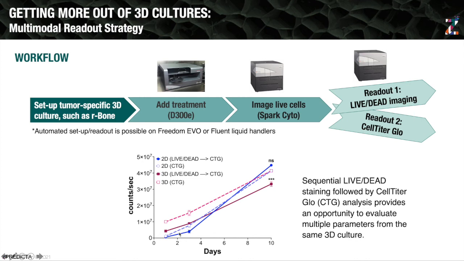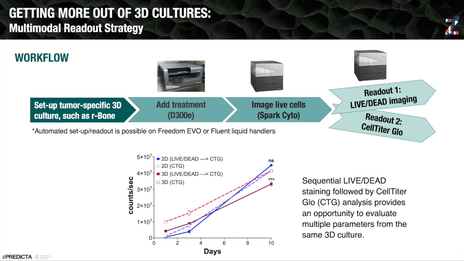So the blue lines is 2D, just standard cultures, and doing CTG alone, that's the open circle and dashed line, or live-dead staining first followed by CTG. There was really no difference in CTG signal after staining. For 3D, that's the maroon lines. Again, dashed line is CTG alone versus solid line that is live-dead staining followed by CTG. There was a slight decrease in signal in a sequential protocol, but it was really negligible loss of signal.